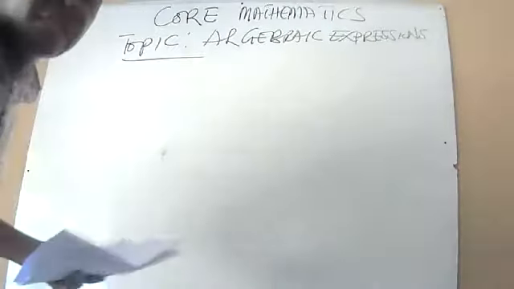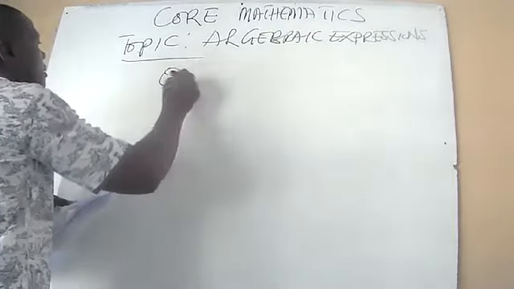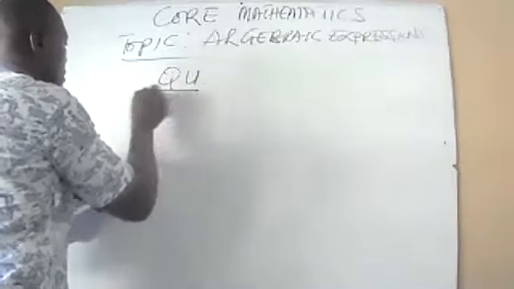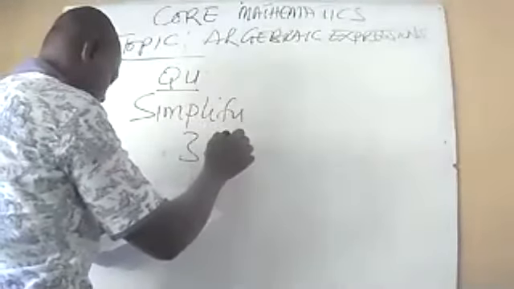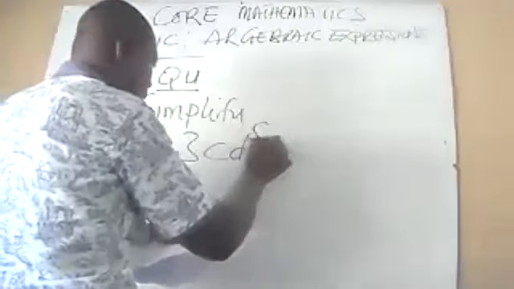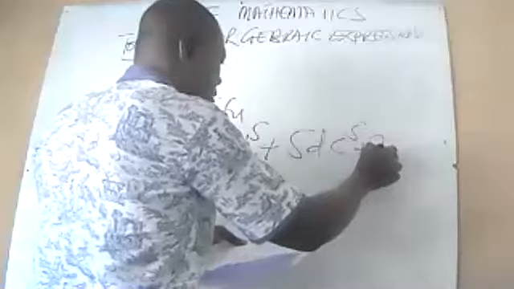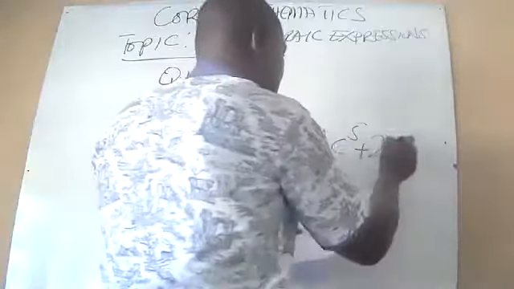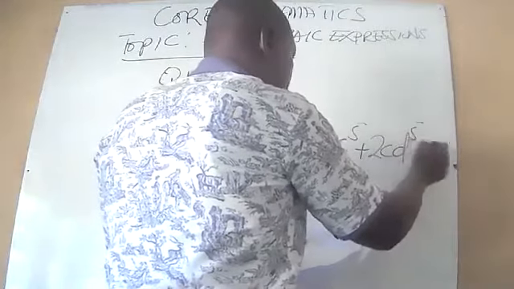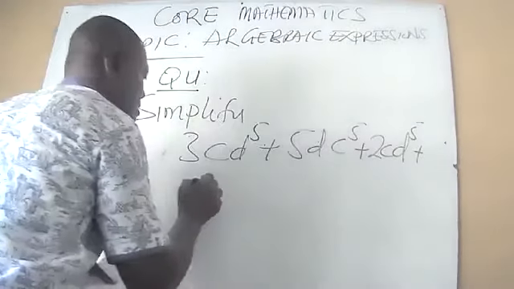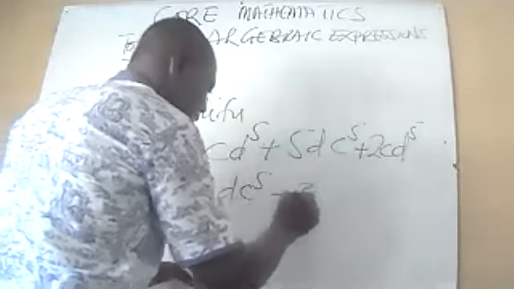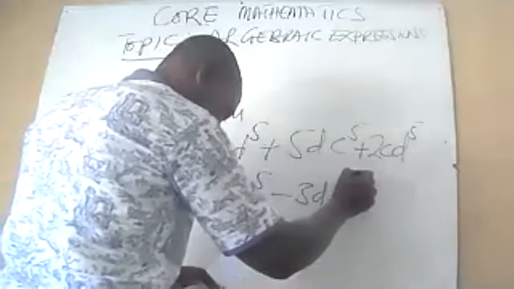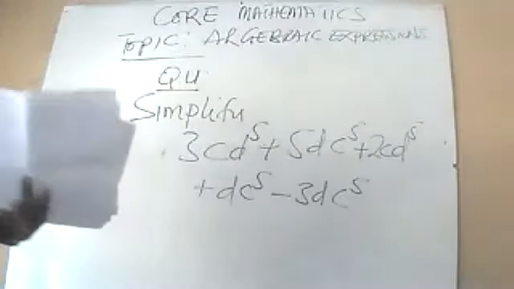So simplify, this is the question. Simplify 3c d exponent 5 plus 5dc exponent 5 plus 2cd exponent 5 plus 3dc exponent 5 minus 3dc exponent 5. All right, simplify this for me.